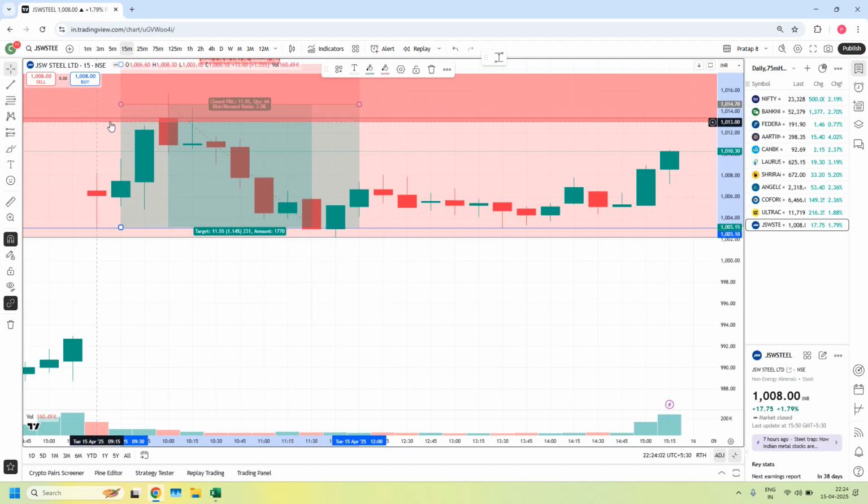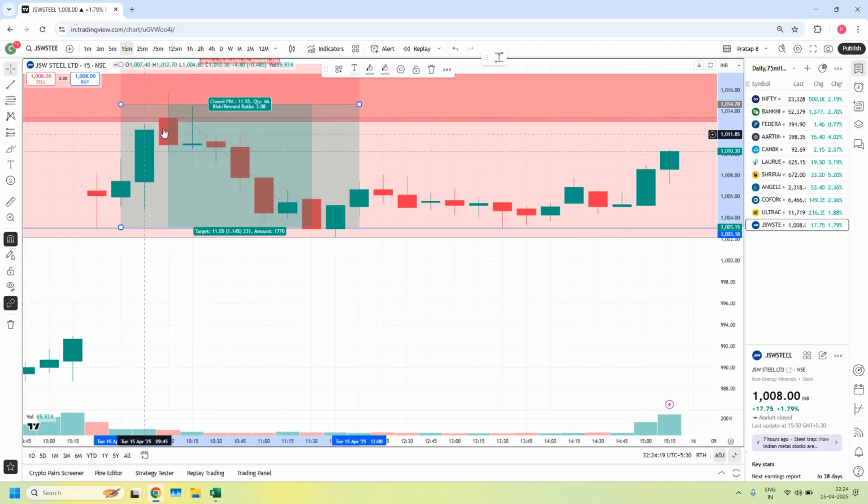And exactly at this proximal line, you got only 1:1.8 RR, or say 1:2 RR. That's why anyway you will reject the trade. Instead of rejecting the trade, what do you want to do? We want to test our luck.